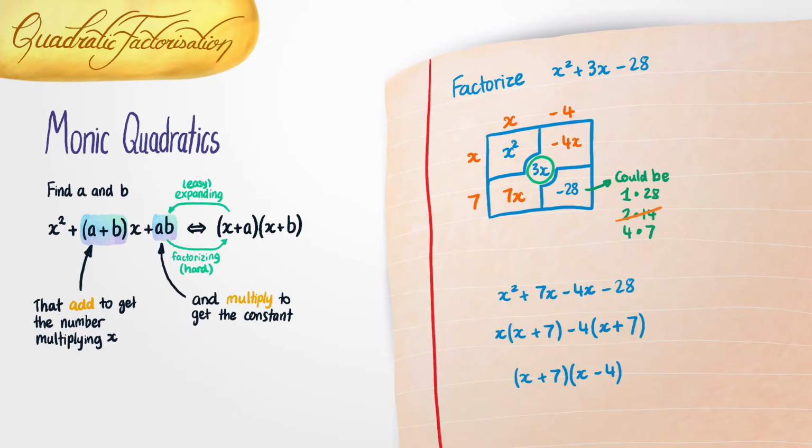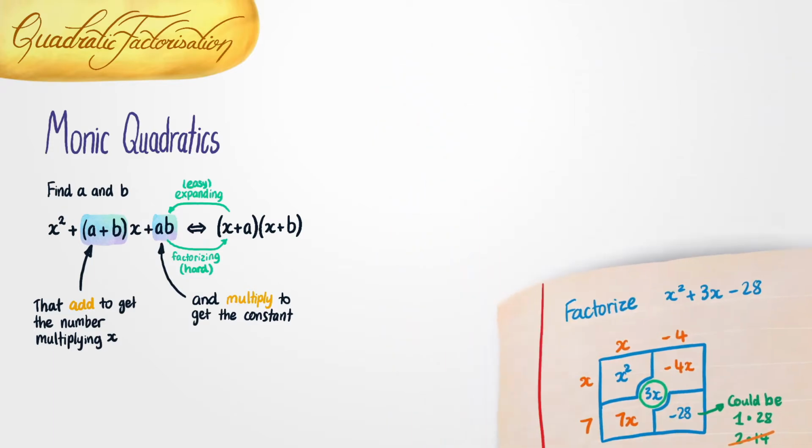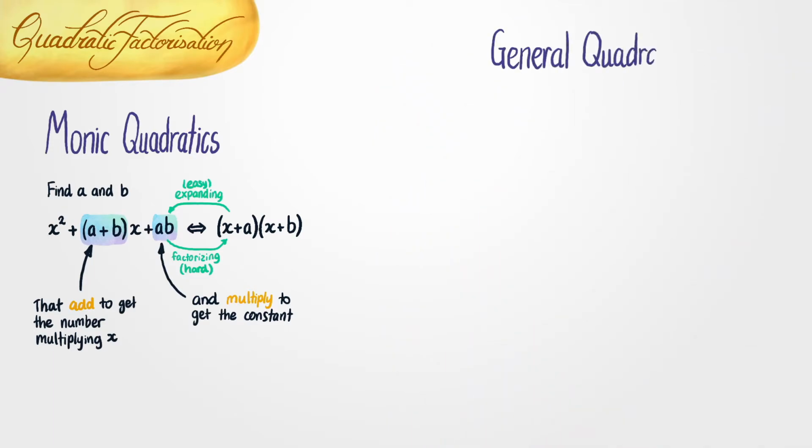Now this is definitely one of those things you're going to want to practice yourself. Do a few examples, and then once you've done that, you should be able to do this on your own pretty comfortably. So now that we've factorized monic quadratics, we should talk about general quadratics as well.